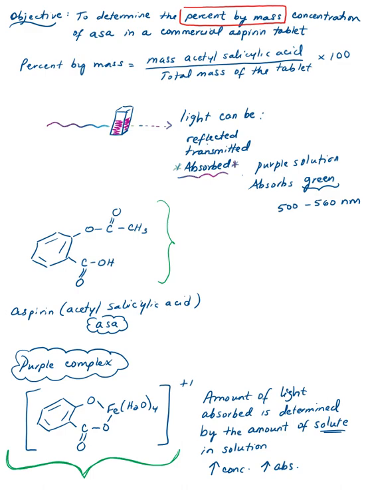So your purple solution is going to absorb green light, or light in the range of 500 to 560 nanometers. And the amount of light that your solution is absorbing, as I already told you, depends on how much acetyl salicylic acid is in your solution. So the higher the concentration, the higher the absorbance. The absorbance value is what you're recording.